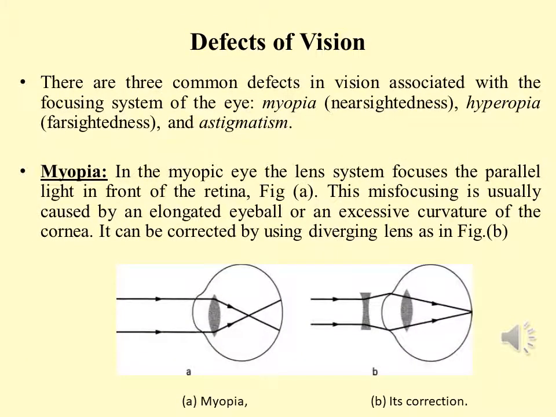Defects of vision. There are three common defects in vision associated with the focusing system of the eye: myopia, nearsightedness, hyperopia, farsightedness, and astigmatism. Myopia. In the myopic eye the lens system focuses the parallel light in front of the retina, Fig. A. This misfocusing is usually caused by an elongated eyeball or an excessive curvature of the cornea. It can be corrected by using diverging lenses, in Figure B.